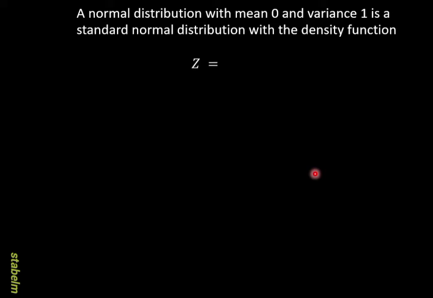A normal distribution with mean zero and variance one is a standard normal distribution with density function. Now we'll look at the density function of the standard normal distribution, and this is given as z equals 1 over root 2 pi, exponential raised to power minus 1 over 2 x squared. We can see from this distribution that our mean is equal to 0, and that is why we have this function here.